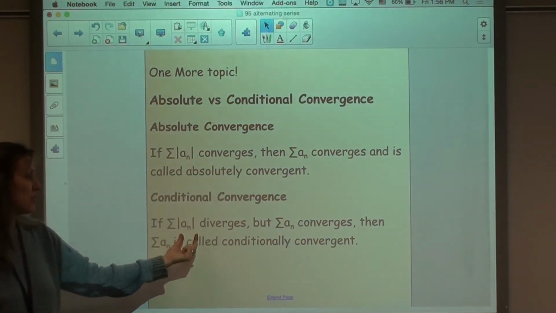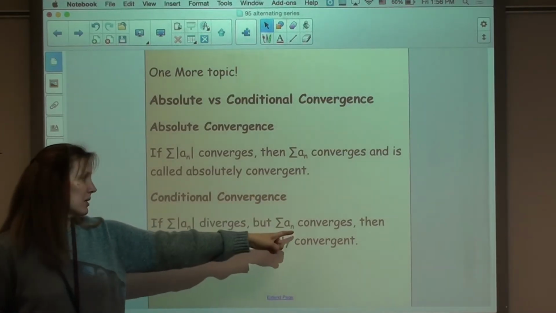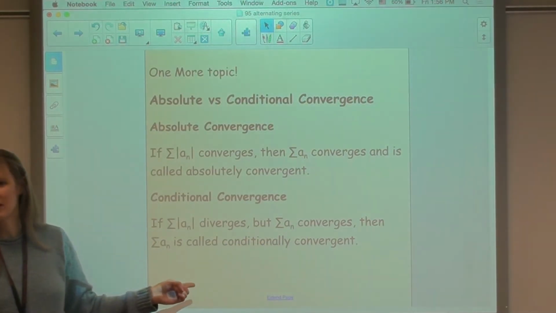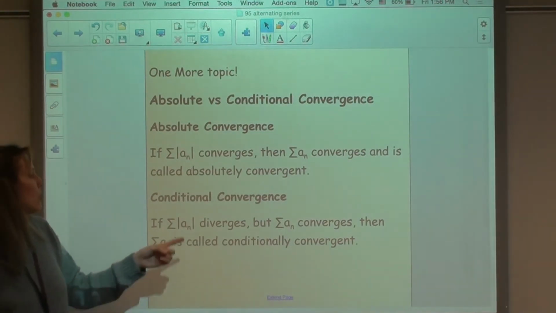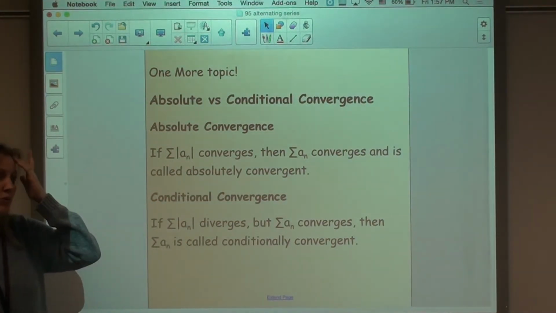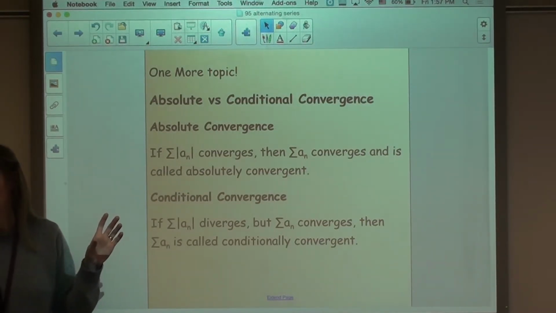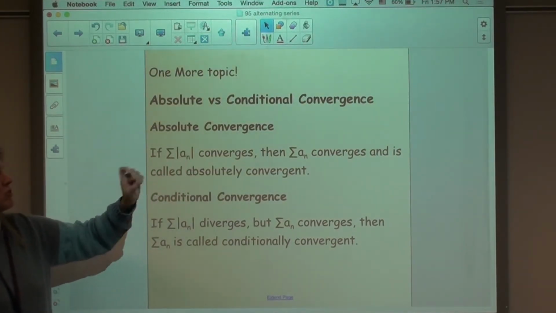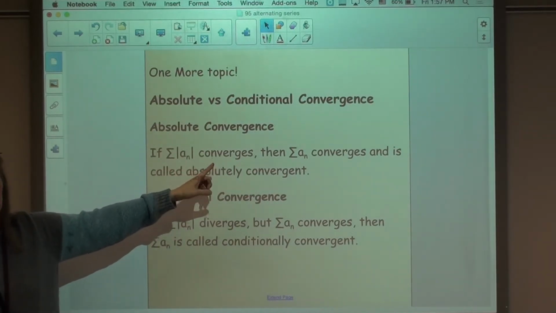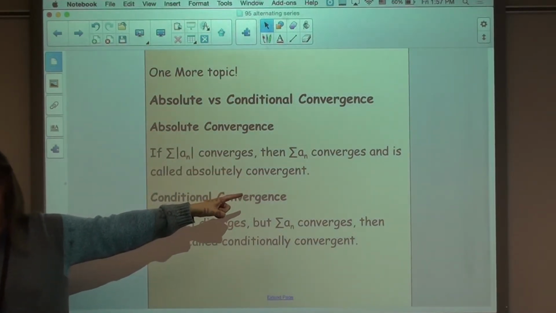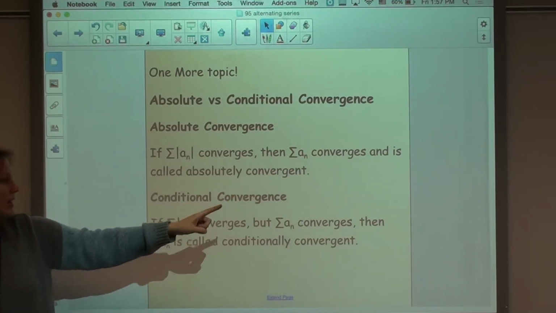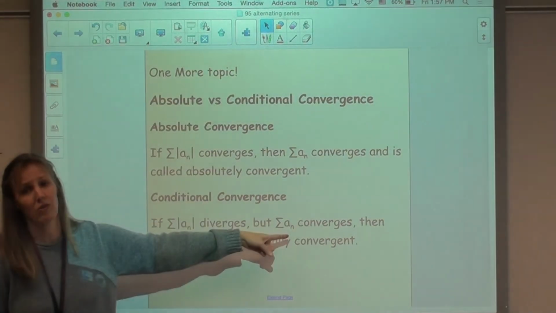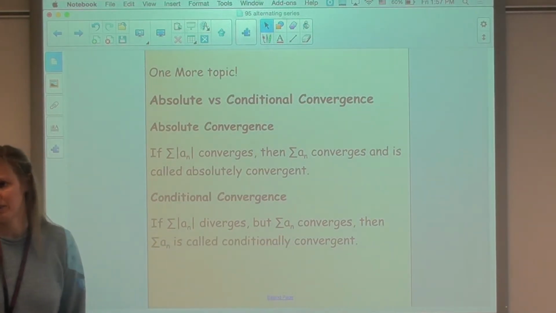If the series with the absolute value of a sub n diverges, but the original series converges, then it converges conditionally. I know this is going to seem weird, but it's actually really easy. The absolute value, in essence, just means if you rewrote the series without the negative 1 part. If that series converges, then the whole thing converges absolutely. You don't even have to check the alternating series because it automatically does. If you rewrite the series without the negative 1 and that one doesn't work, but the alternating series still converges by the alternating series test, then it converges conditionally.